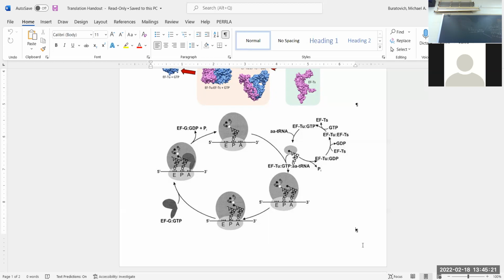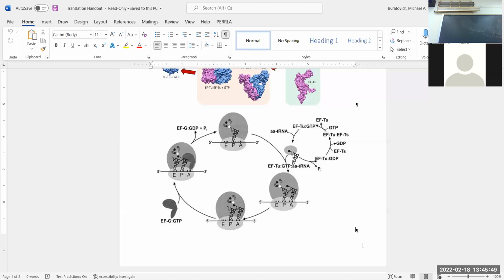And once you make a peptide bond and you have an empty tRNA at the P site, that tells the translocase to bind to the ribosome. Once it binds to the ribosome and hydrolyzes GTP, the ribosome moves. And now you have an empty tRNA at the E site. The empty tRNA has a very low affinity for the E site and it dissociates. That's why it's called the E site, for exit.